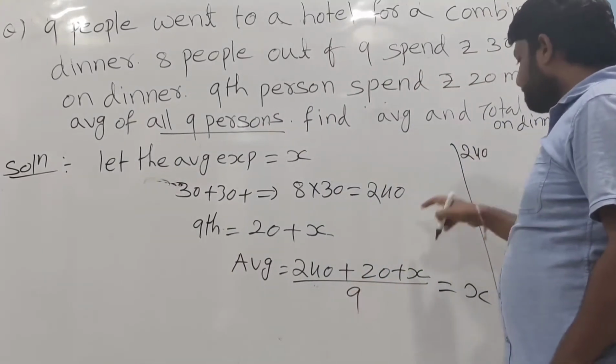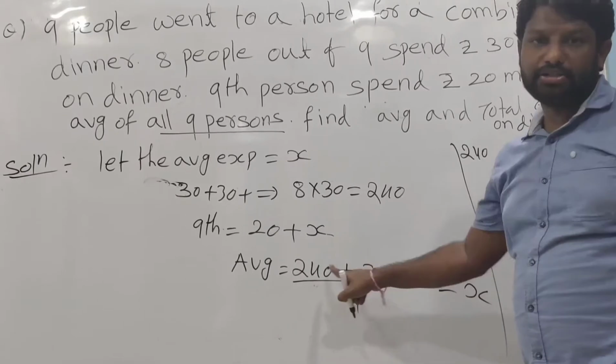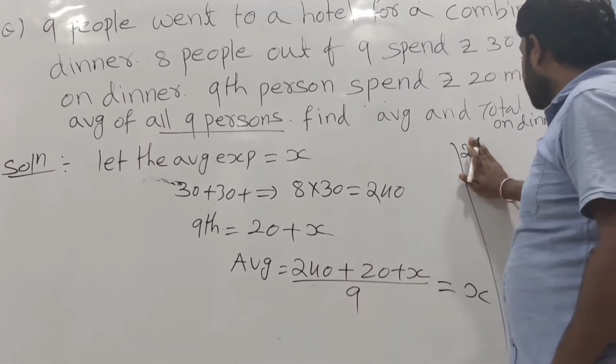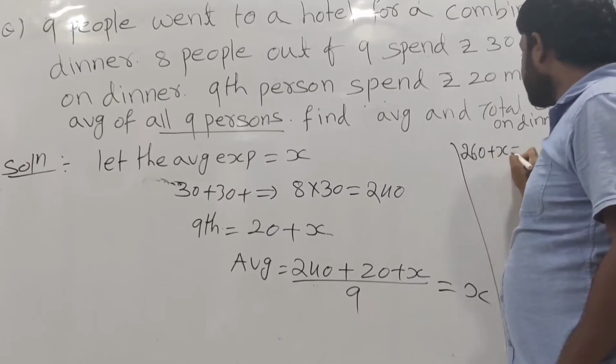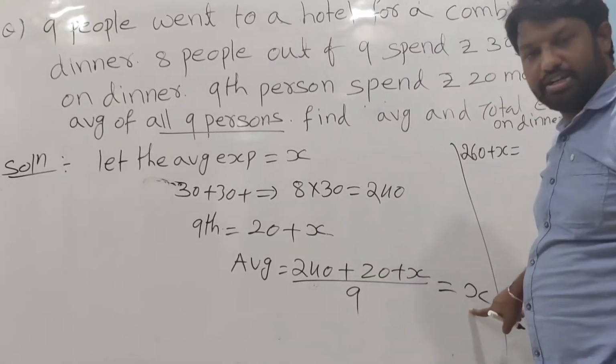What is the X value here? 240 plus 20 is 260 plus X. So 240 plus 20 is nothing but 260 plus X. I am taking the 9 to this side, it will become 9X.